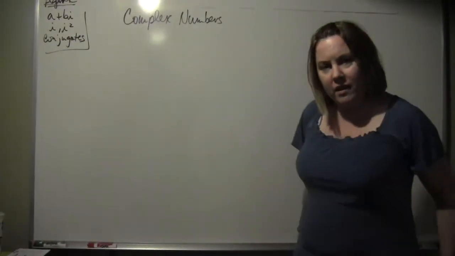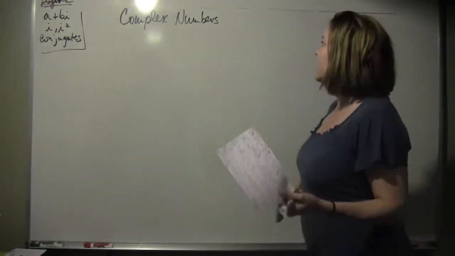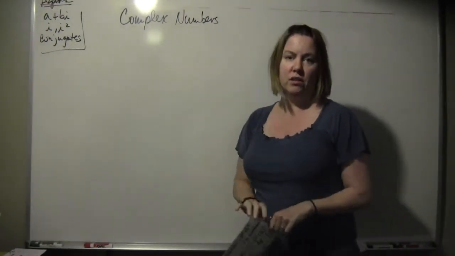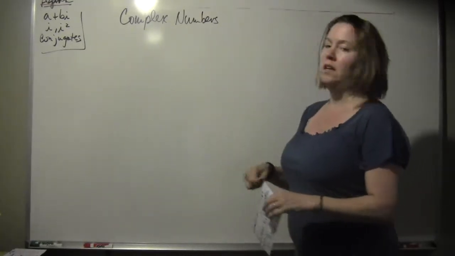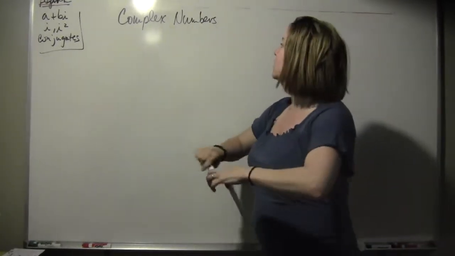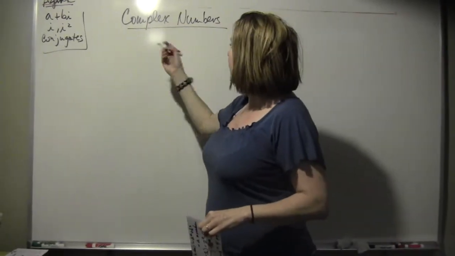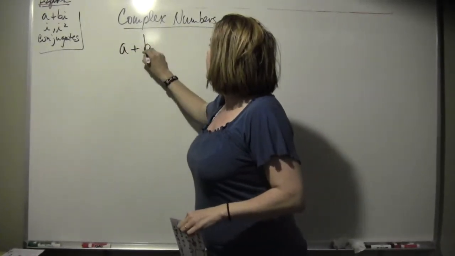Okay, we're going to talk about complex numbers. Usually we skip this section, but there are a few things that you need to know about complex numbers in future sections. So the first thing we want to do is talk about the form a plus bi.